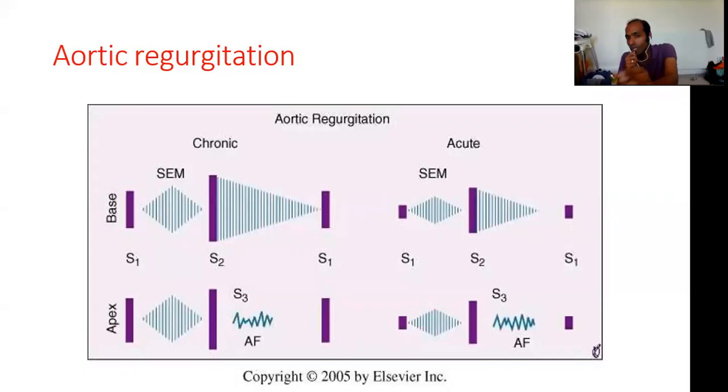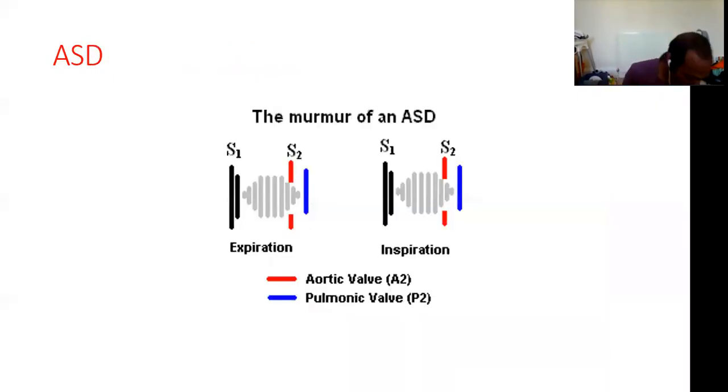a very soft murmur. And remember how you listen for it? I showed you a picture. Leaning forward, breath held in expiration. ASD is not that important, don't worry too much about that. But remember, it causes fixed splitting of the second heart sound. Remember that from your cardiovascular module.